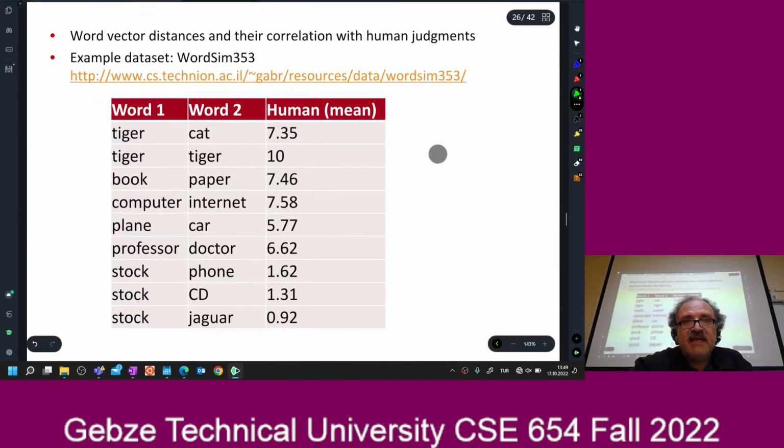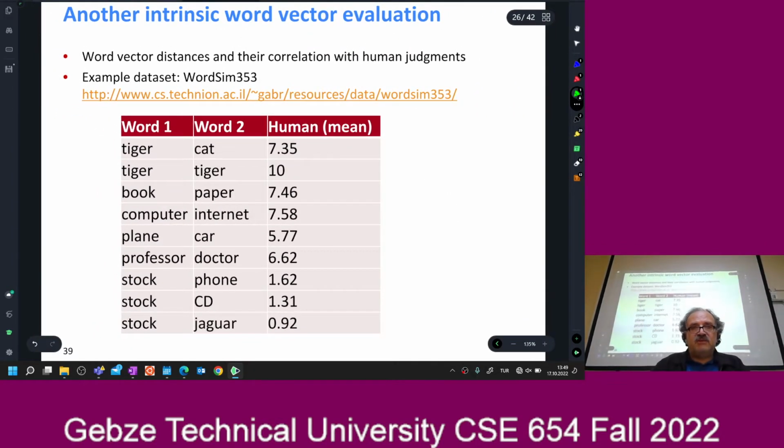Okay, another one is again direct comparison with human judgment. You ask people; these are very difficult questions actually. You ask people, what is the relationship? How much are tiger and cat related? Give me a number between 1 and 10. Cat and tiger are very, very related, right? Because all tigers are cats. So most people gave high numbers, 7.35. And you should expect this, right? What is the relationship between a tiger and tiger? Everybody said 10. It is 10.